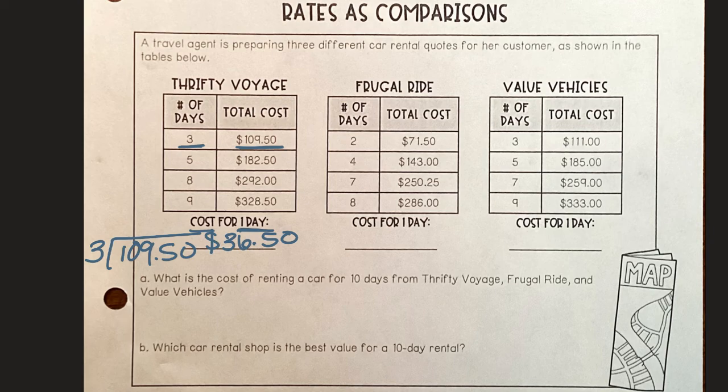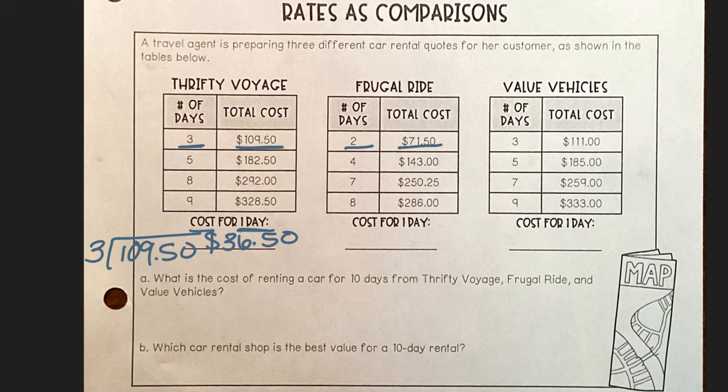Okay. For Frugal Ride, we have our number of days as well, 2, 4, 7, and 8 on the left side of our table. And then on the right side, it has all of the costs for those. So if you rent it for 2 days, it's going to cost you $71.50, and so on and so forth. If I wanted to find the cost for 1 day, I would take my cost and divide it by my number of days.